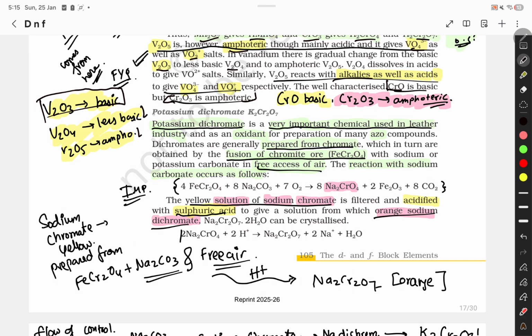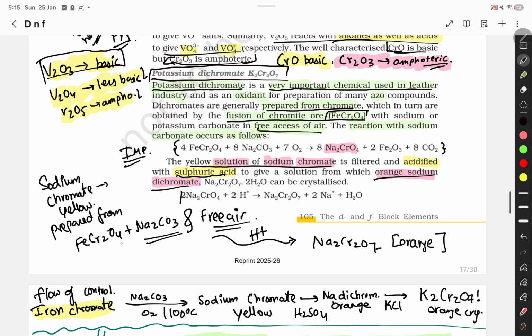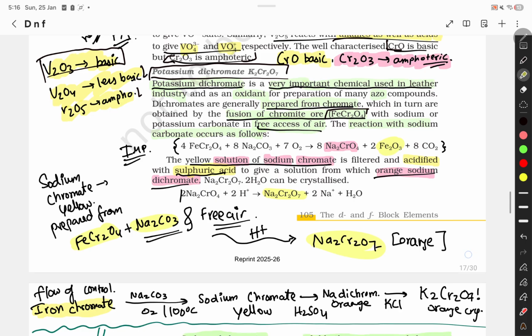H2Cr2O7. Then you have potassium dichromate, which is a super important reaction. First reaction is fusion of chromite ore, right? So basically, this is preparation of sodium chromate. FeCr2O4 with Na2CO3 gives your Na2CrO4 plus Fe2O3. Na2CrO4 is your solution, and the insoluble part is Fe2O3.